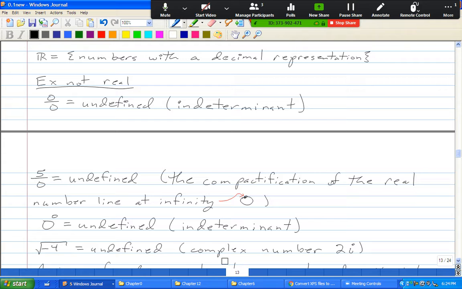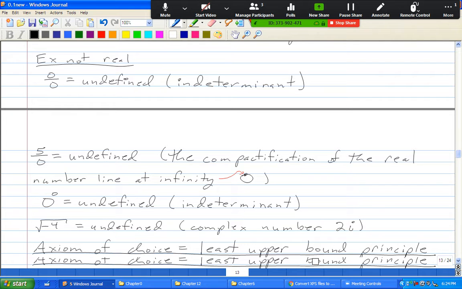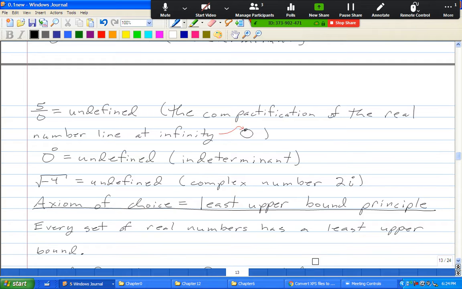Later on in the course, we'll be studying complex numbers. So it turns out to be a complex number, 2i. Okay, so I sort of introduced this 5 minutes ago. The axiom of choice. So this is the least upper bound principle. Every set of real numbers has a least upper bound.